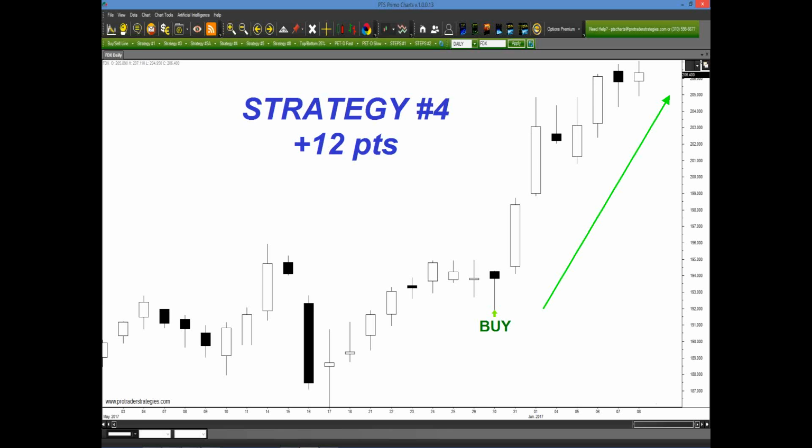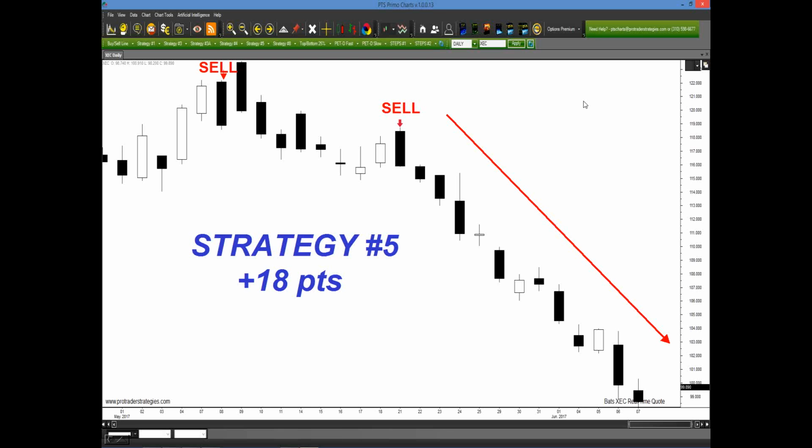Now, for example, here's an example in FDX. A strategy number 4 signal was generated based off the pattern, and look what happened. 12 quick points to the upside in the next week. Here's a strategy number 5 sell signal. In fact, 2 sell signals, one here, and this was an XEC, 18 points to the downside, okay?